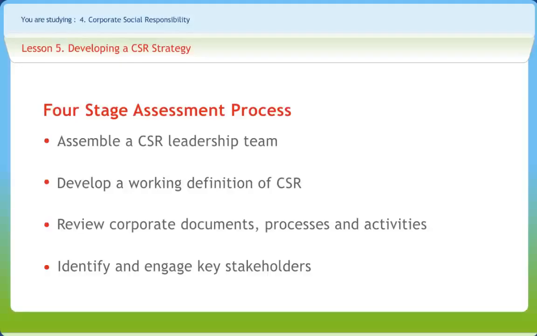With a working CSR definition and an initial understanding of the motivations behind the organization's interest in CSR, the team should then review key corporate documents, processes and activities for actual and potential CSR implications. And the last step of assessment process is to identify and engage key stakeholders in the strategy development.